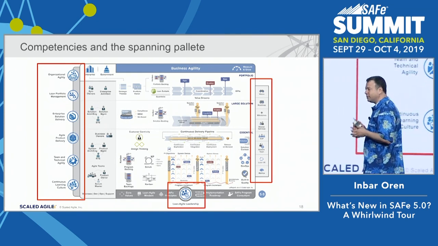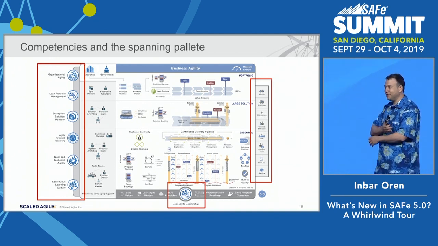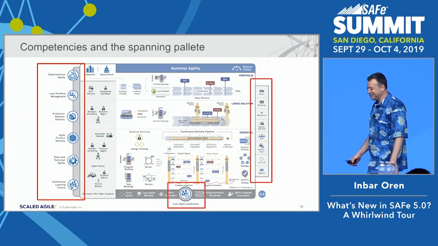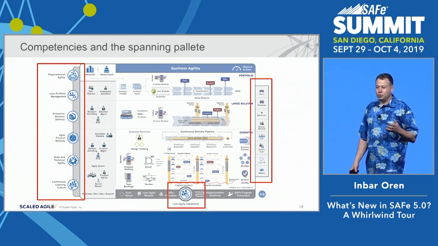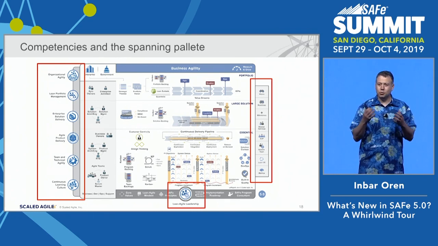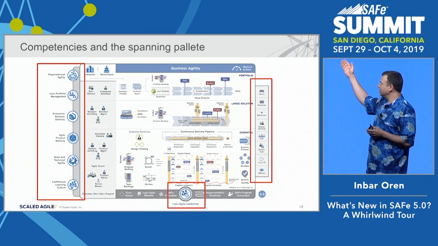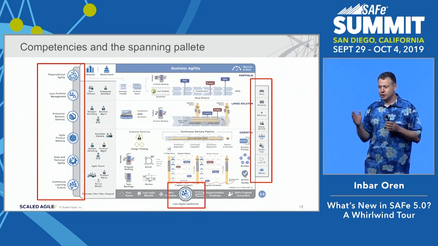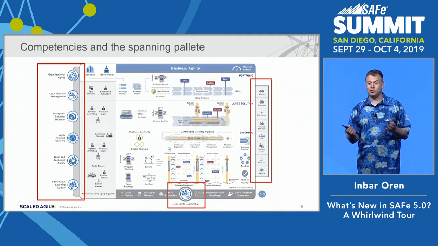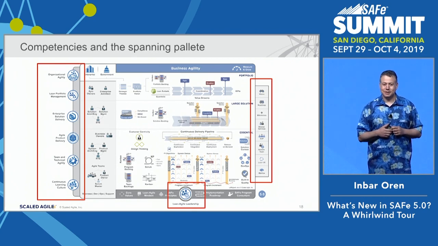In 4.6, competencies were on one side, and now we've switched it to the other side. Why? Are we trying to confuse people? Well, no. If you think about reading order, most people start reading left to right. Where do we want people coming into the framework to start with? We want them to start with the competencies. So the competencies move to the left. 4.6 was a minor rev. We couldn't make that big a change to the big picture. And now we can with 5.0.